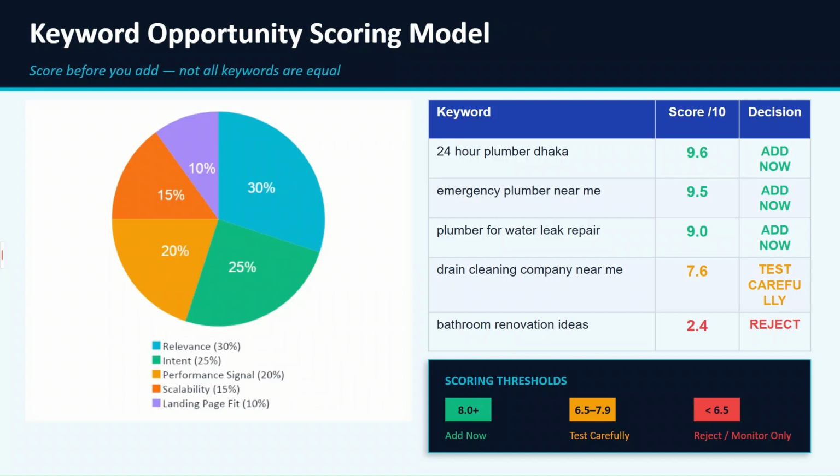Okay. So now here is something that separates beginners from professionals: a scoring model. Before I add any keyword, I score it.